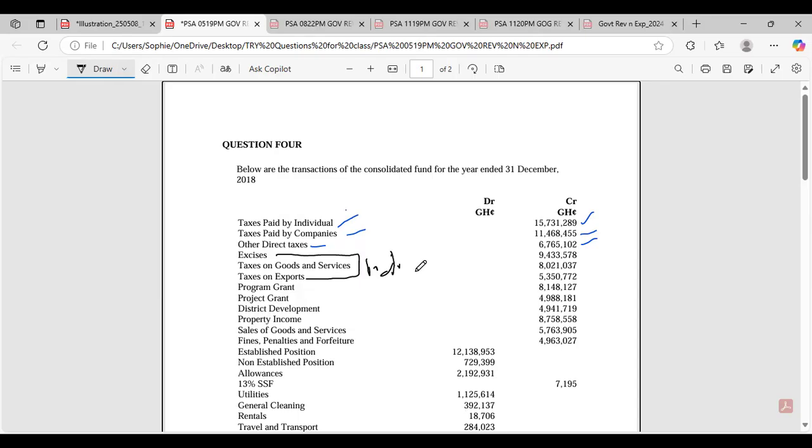In the first example we saw, they had given us indirect taxes straightforward. You didn't have to do anything. So the examiner will be checking your notes to the account. When you're preparing the account, you have note 1, note 2. So they will look at your workings, how you have been able to classify it. So you know that the first three are direct taxes. Right. Okay, please continue.